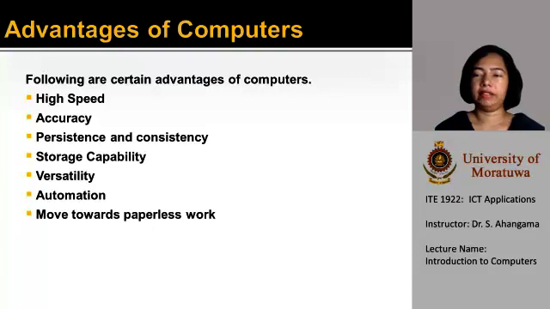Automation. We consider computers as an automatic machine. Automation is the ability to perform a given task automatically. Once the computer receives the program, then the program and the instructions can control the program execution without human interaction.